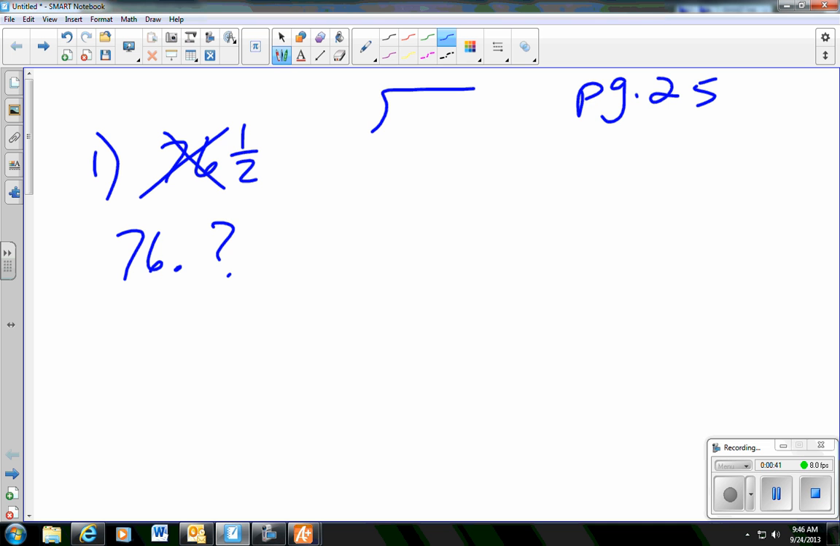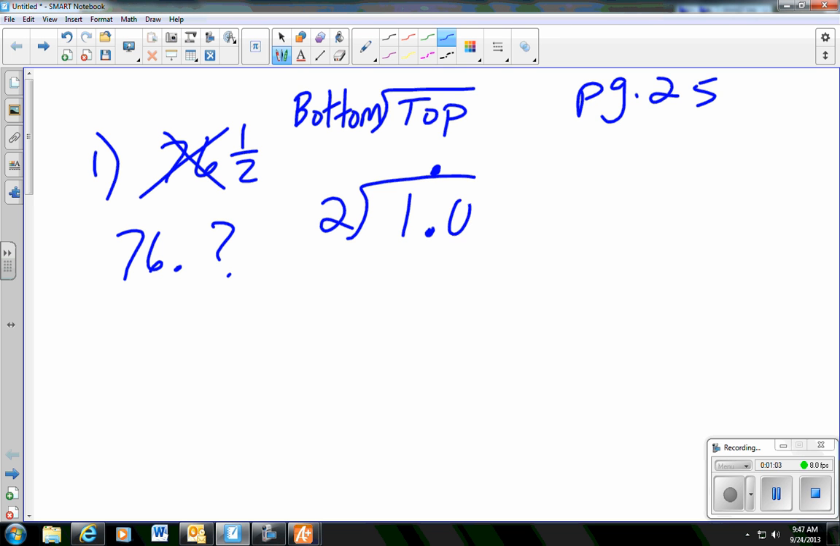The thing to remember is the top number goes all on the inside always, and the bottom number goes on the outside. And it doesn't matter which one's bigger, which one's smaller, it always goes like this. Top on the inside, bottom on the outside. So we do that. Our top number is 1, our bottom number is 2. We need to add a decimal point after the 1 and bring that decimal point straight up, and then put at least 1 0 after the decimal there.